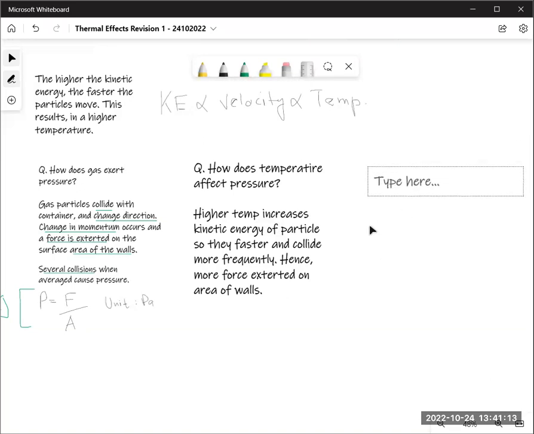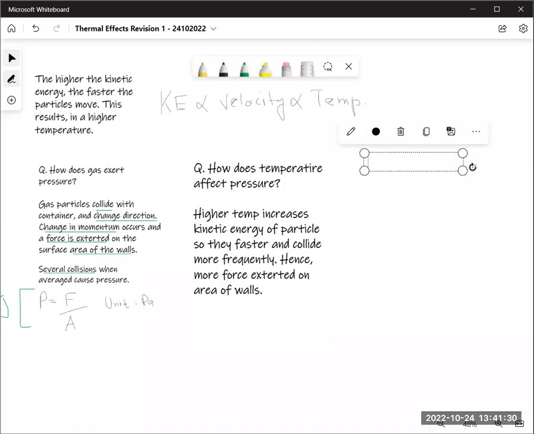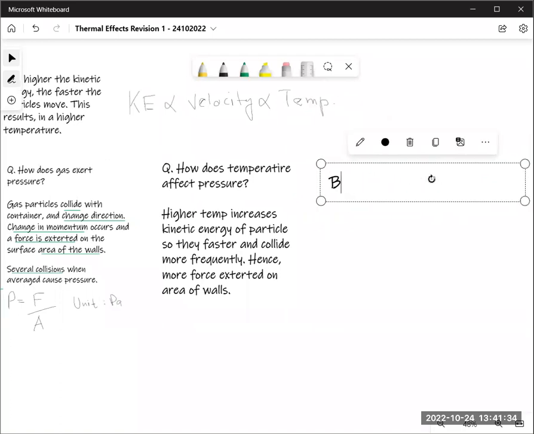Last thing is, it's vice versa, by the way. If you decrease the temperature, the opposite happens. Lower temperature decreases kinetic energy of particles, so they move slower and collide less frequently. Therefore, less force is exerted on the walls. Same thing for lower temperature. Now that's fine. What else can we derive from this?